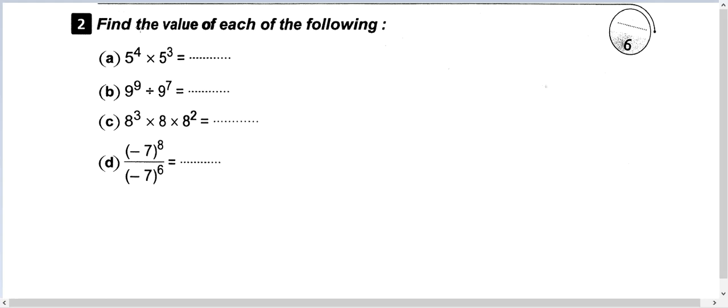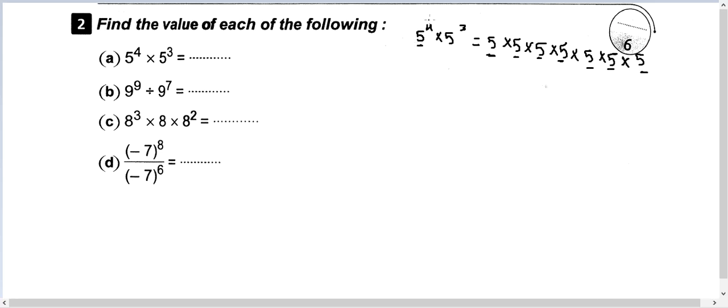Question 2, he said find the value of each of the following. He said 5 to power 4 times 5 to power 3. 5 to power 4 means 5 times 5 times 5 times 5, 4 times. And 5 to power 3 means 5 times 5 times 5. Count 1, 2, 3, 4, 5, 6, 7.